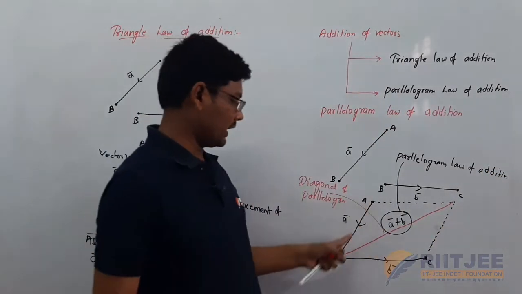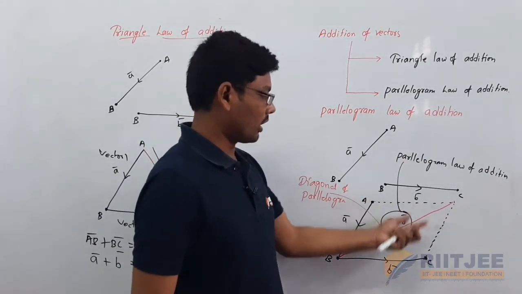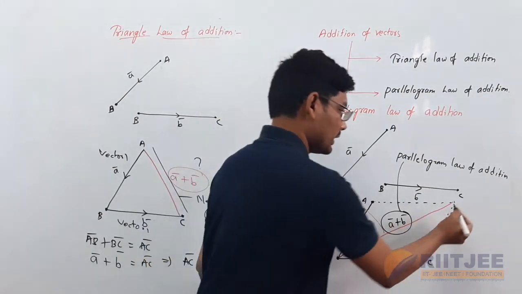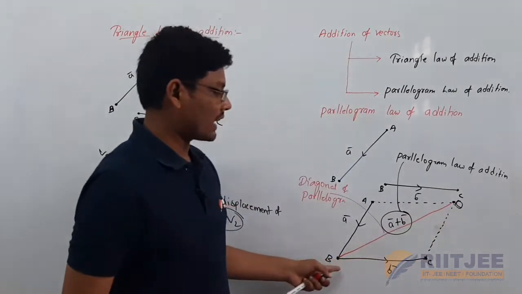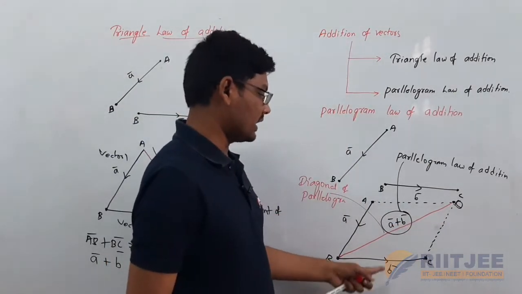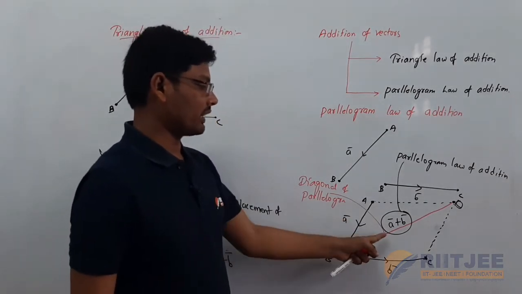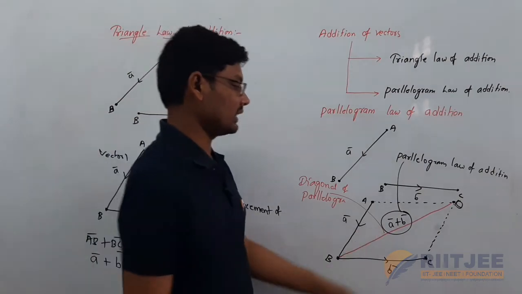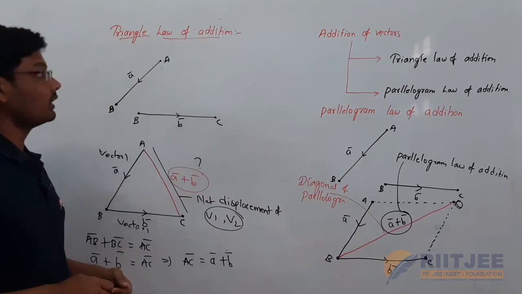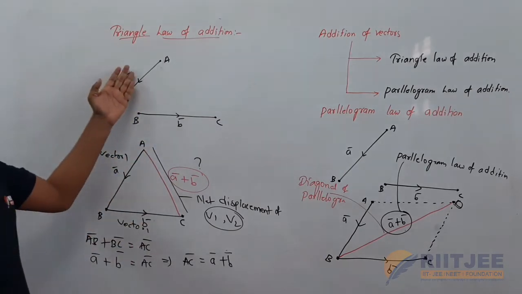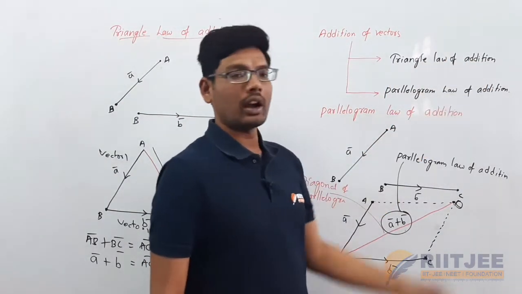Here I am taking the AB vector and BC vector, A bar and B bar, and drawing the parallel lines. Then it makes a parallelogram. The diagonal of this parallelogram is the resultant of the vectors A and B, that is A bar plus B bar. This is the parallelogram law of addition, and the earlier one is the triangle law of addition. Addition of vectors is of two types: the triangular law of addition and the parallelogram law of addition.